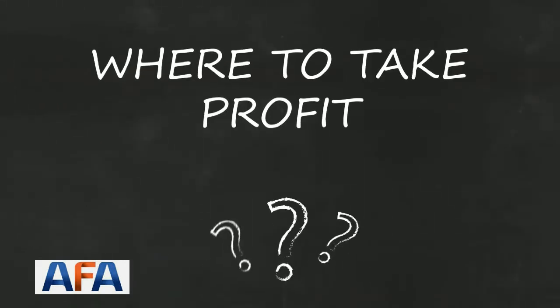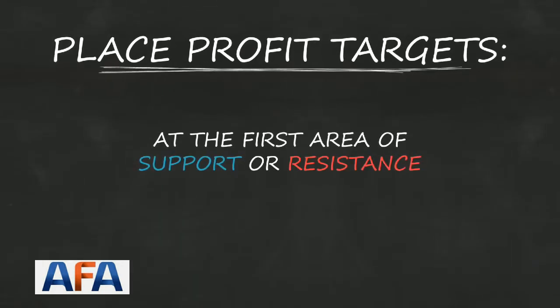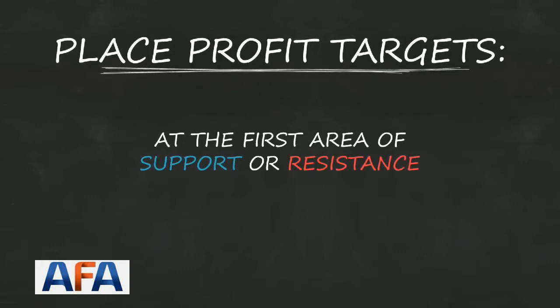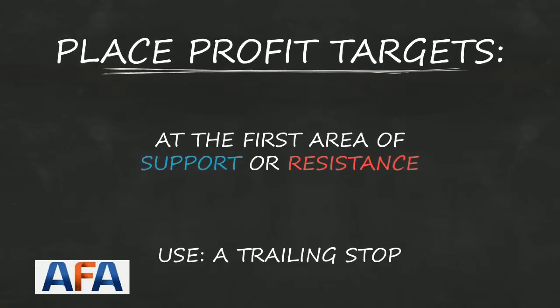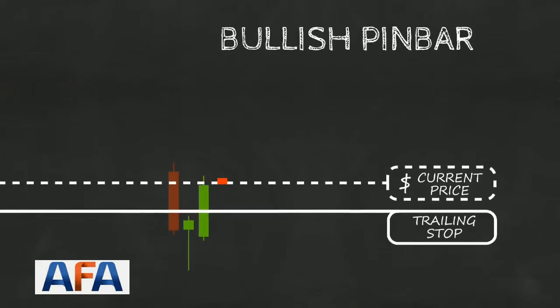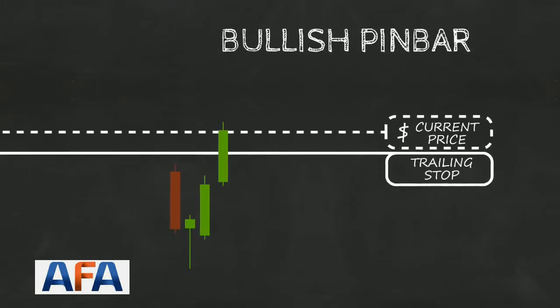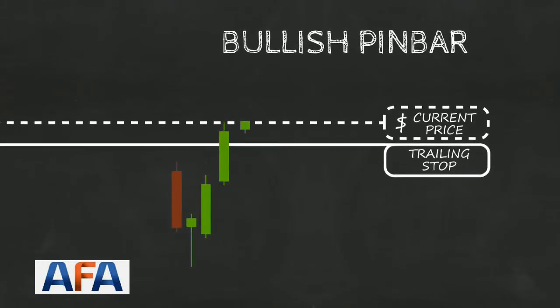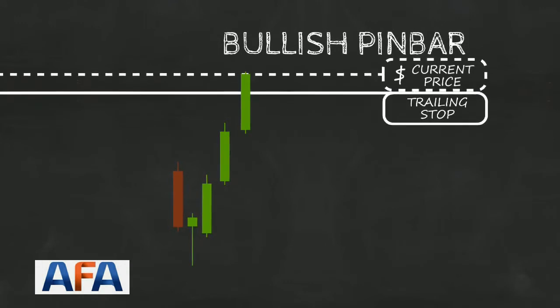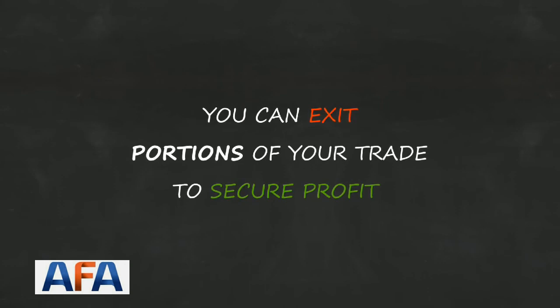Where to take profit. If you're new to the trading pin bar setup, we suggest setting your take profit at the first area of support or resistance. When you have some experience with trading pin bars, you could try using a trailing stop. When trading reversals, you don't know exactly how long the momentum of the new trend will last. For this reason, using a trailing stop would allow you to gain the maximum profit from the momentum while having your stop in place when the market turns. In this way, you would hold your position until the trend exhausts and reverses once again. Alternatively, you can also choose to exit portions of your trade to secure profit along the way.